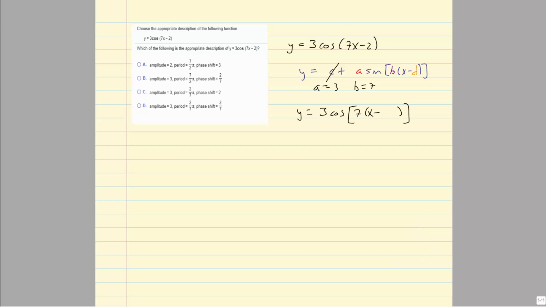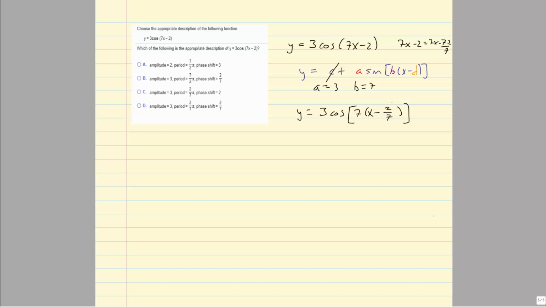So if I factor out a 7, you might say, well wait, there's no 7 there to factor out. Well basically what I can do is take this 2 and write it as 7 times 2 over 7. Now I can factor out a 7 and I'd be left with minus 2 over 7. If I took this and redistributed, the 7s would cancel and I'd be left with x minus 2.